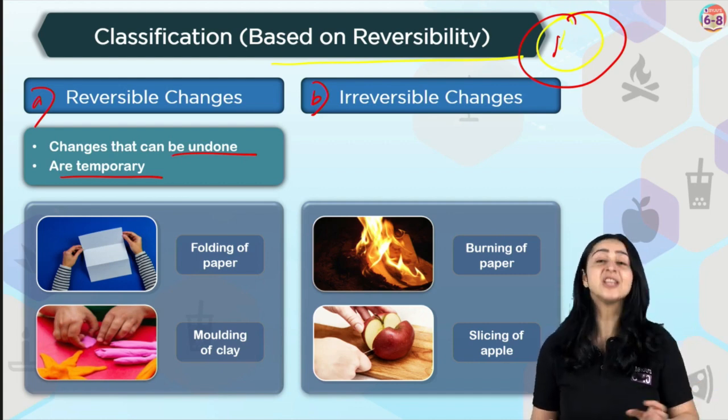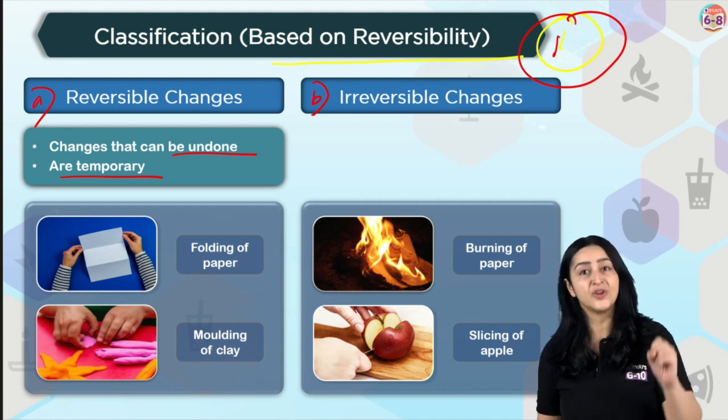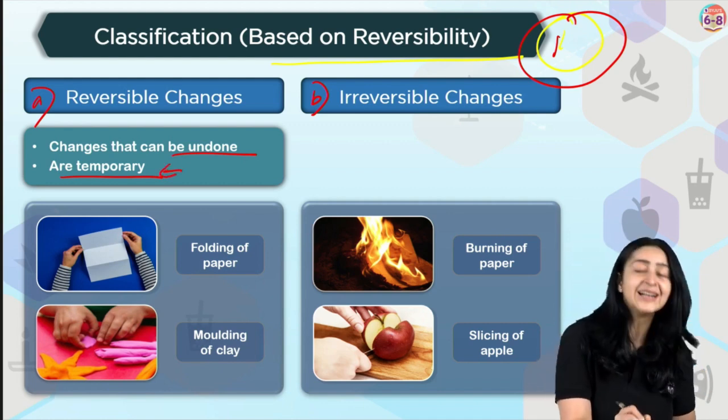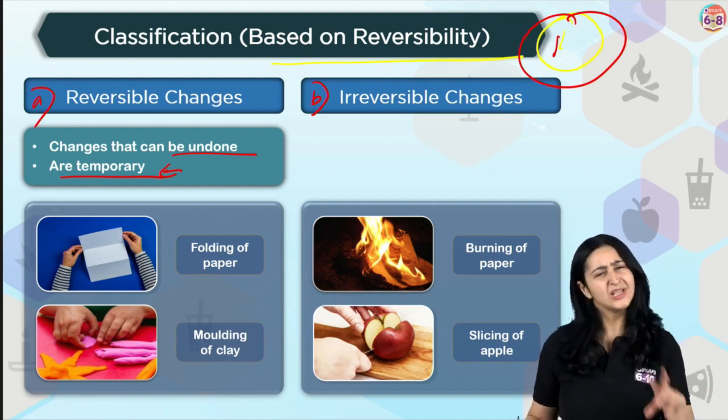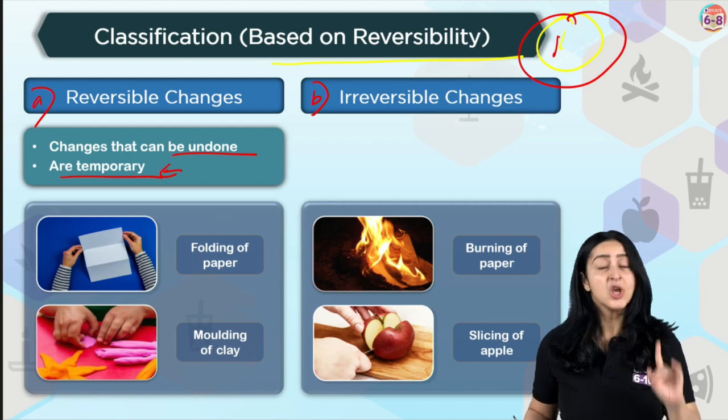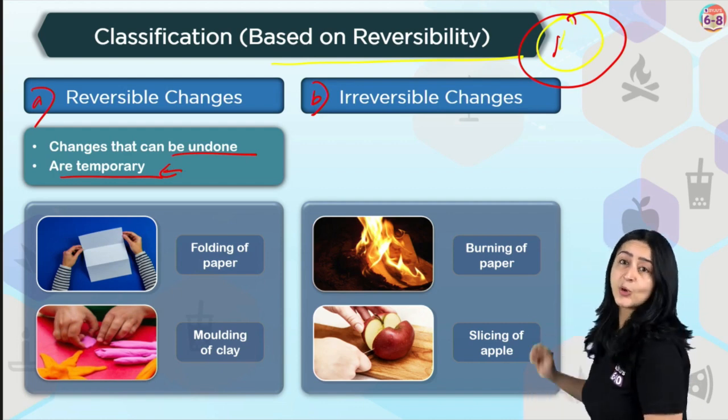What is a reversible change? A reversible change is one that can be reversed or undone, and basically this is a temporary change. It's just for a short time we're changing it, but it'll go back to what it was. Correct? So reversible change. Next we move on to irreversible change.